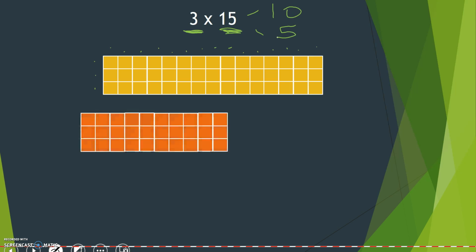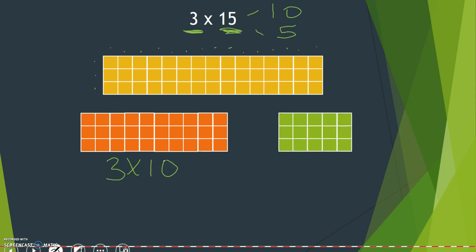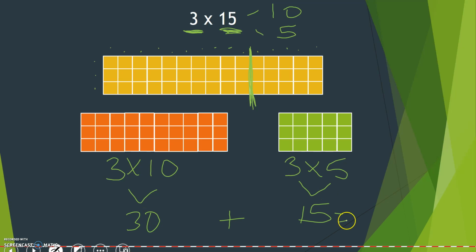I'm going to have one that's 3 times 10, and I'm going to have another one that's 3 times 5. I just took this array and split it into those right here. So now I can multiply: 3 times 10 is 30, and 3 times 5 is 15, and 30 plus 15 is 45. I don't have to know my 15s. I can break it apart into easier chunks.